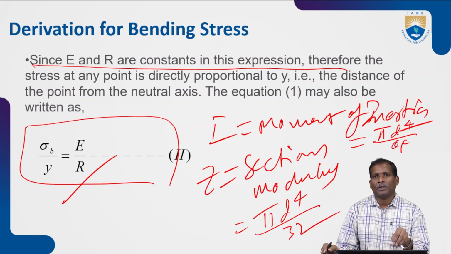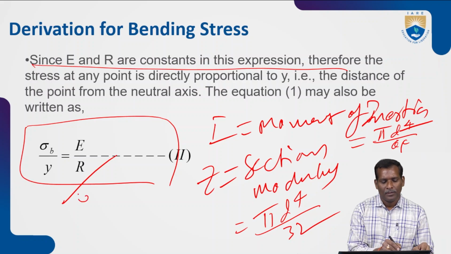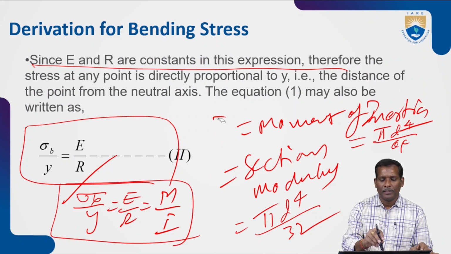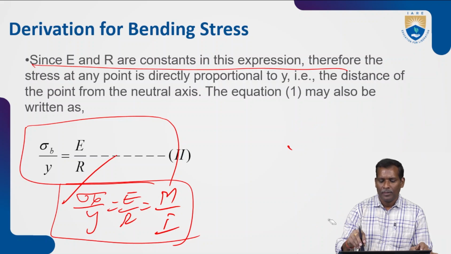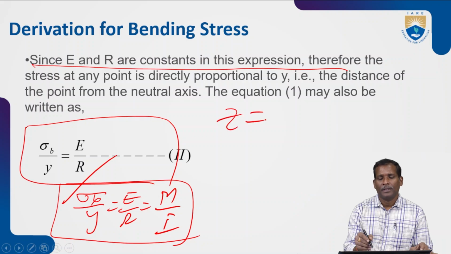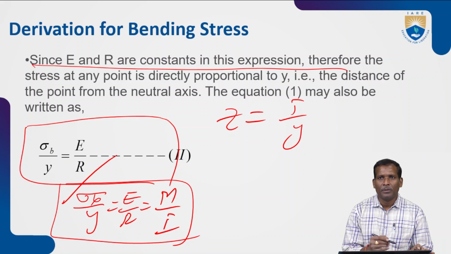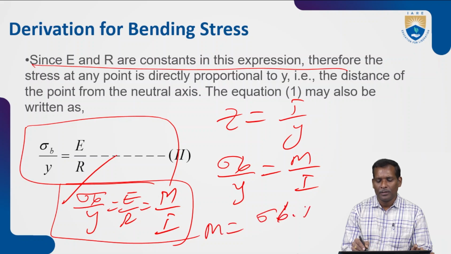So if you are considering this moment of inertia and section modulus, you can write this equation: sigma b by y is equal to E by R is equal to M by I. Clear? So you can write the section modulus Z is equal to I by y. So the equation for bending stress, sigma by y is equal to M by I. You can write bending moment is equal to sigma b into I by y.